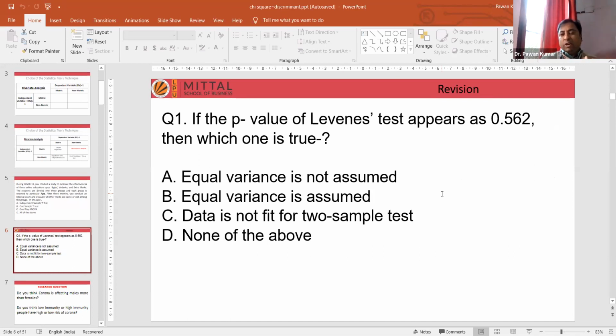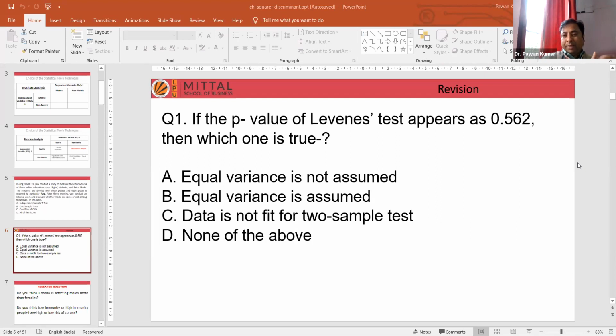Say the p-value of Levene's test appears as 0.562. So you are a researcher, and suppose the student asks you, "Ma'am, my p-value of Levene's test is 0.562. So what should I infer?" Either equal variance is not assumed, equal variance is assumed, data is not fit for two sample test, or none of the above. Can you please write down the answer?